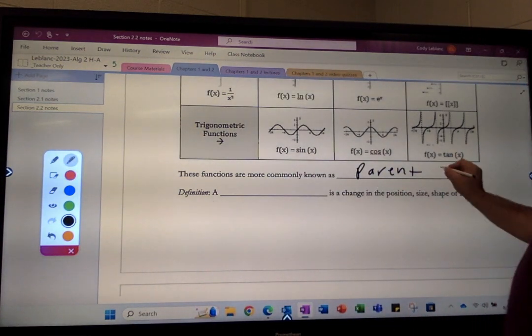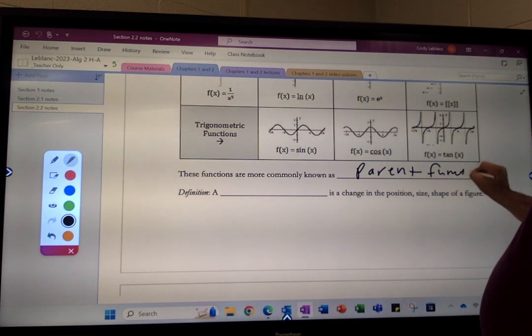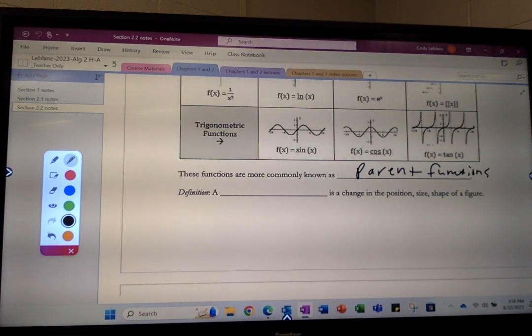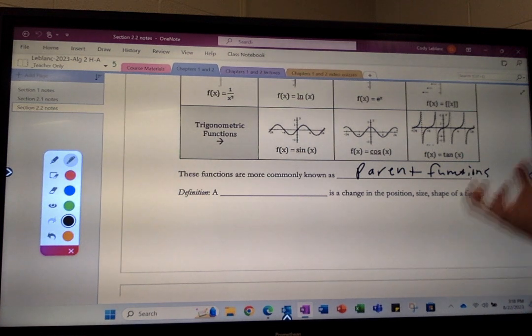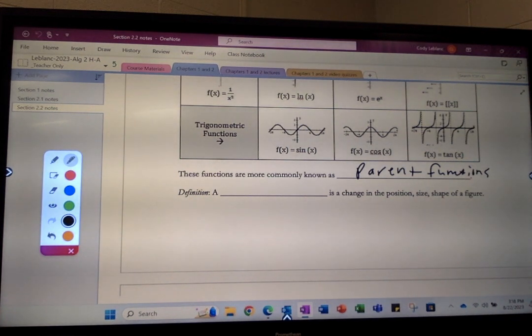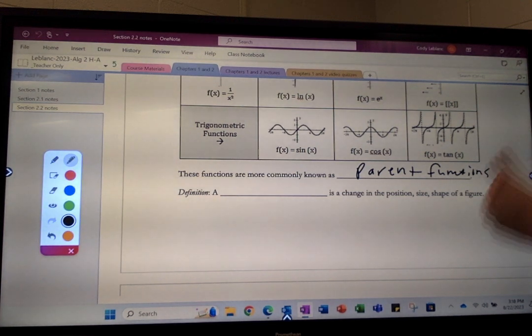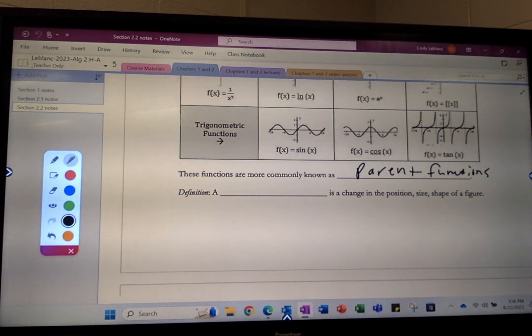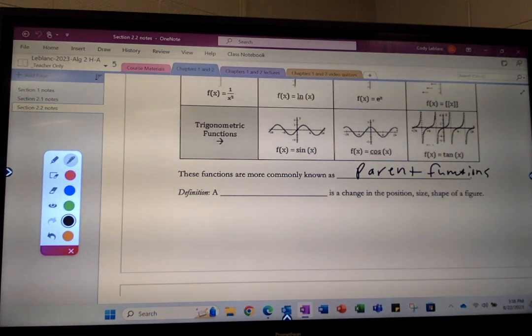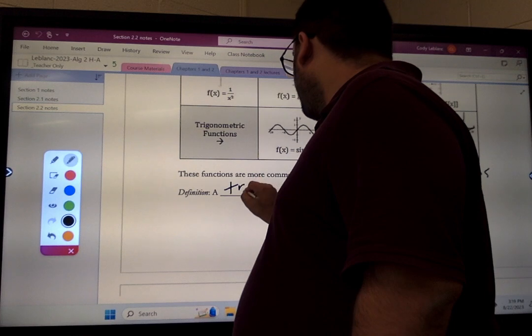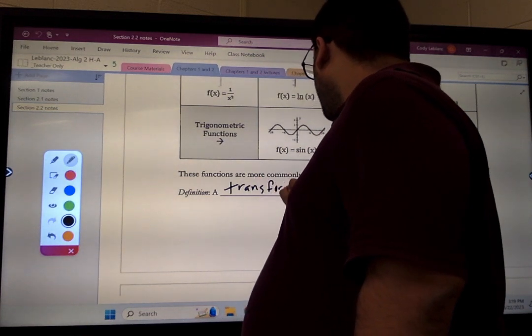Okay, but in all, when you have these types of functions, they're commonly known as parent functions. And any and all functions that you can think of in mathematics are different variations of parent functions. So any change in the position, size, or shape of it, whether it's algebraically or graphically, that is called a transformation.